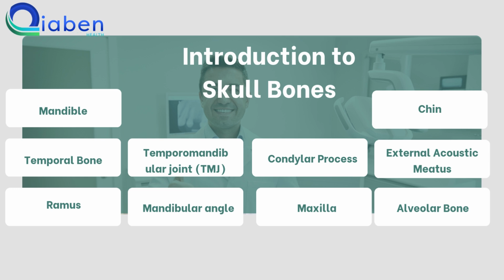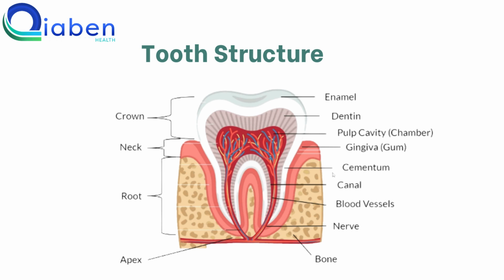When you understand how these bones fit together, you also understand occlusion, jaw movement, and even patient complaints like clicking and pain. Now let's move to the tooth structure. This is one of the most important slides, the internal anatomy of a tooth. Let me break it down naturally.